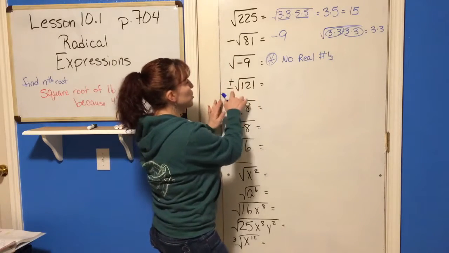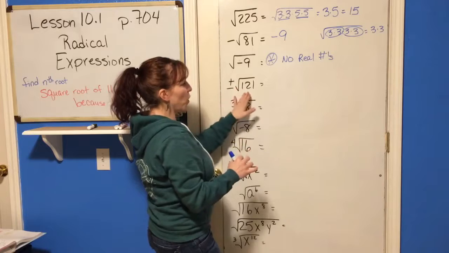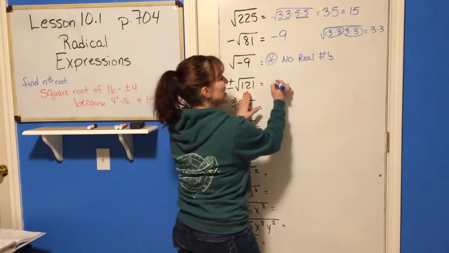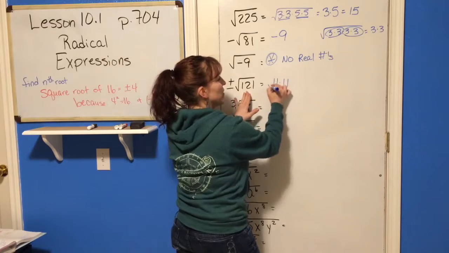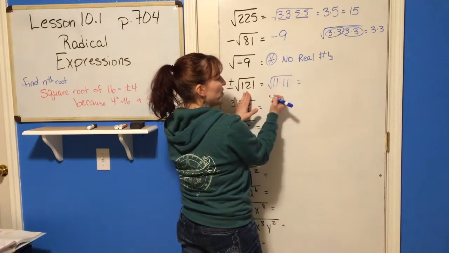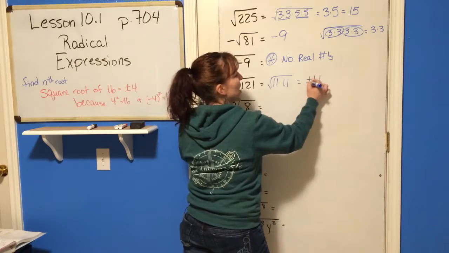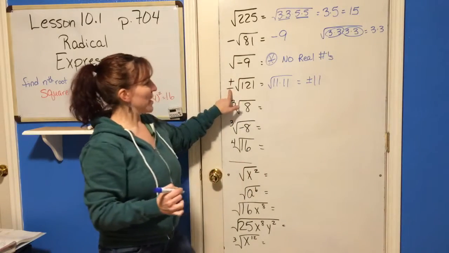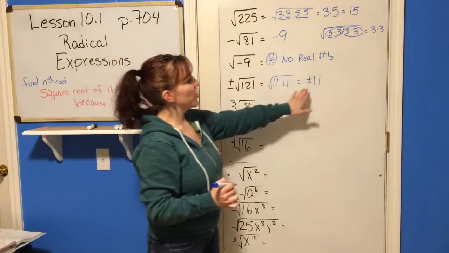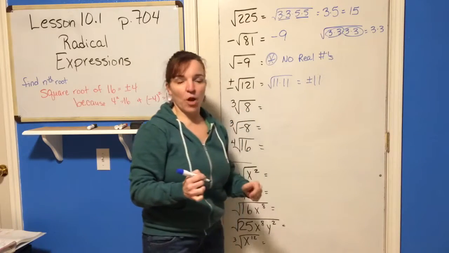Now, if you've got plus or minus the square root of 121, well, 121 is 11 times 11. So the square root of that is just 11. But we want plus or minus. If they say, I want plus or minus whatever is in that root, then your answer is plus or minus that root.